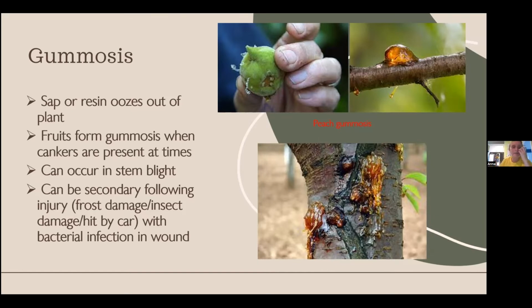It often can have an odor associated to it too, a kind of unpleasant odor. And usually there's no treatment for this. Sometimes in the case of trees, they're able to compartmentalize and seal off some of that damage. So it's kind of a waiting game, wait and see.